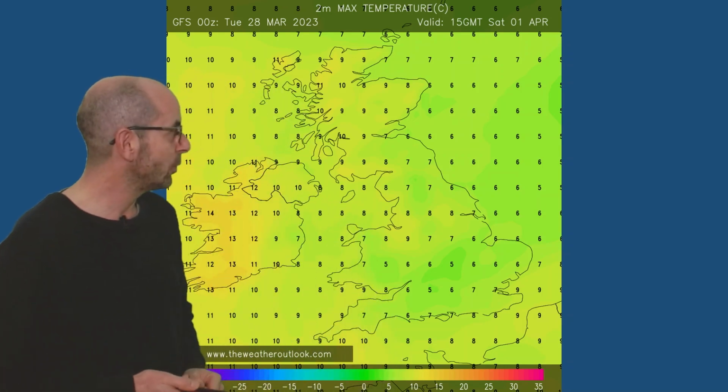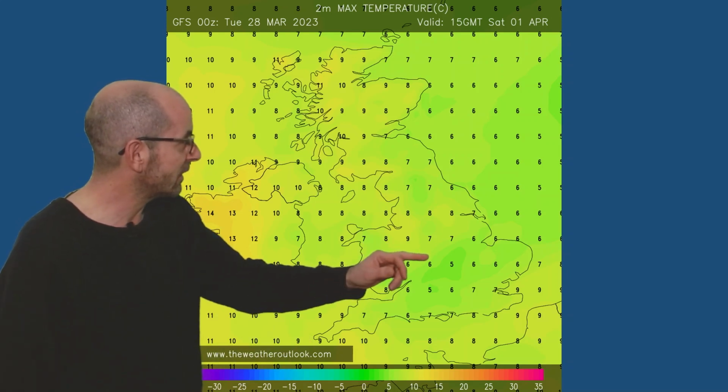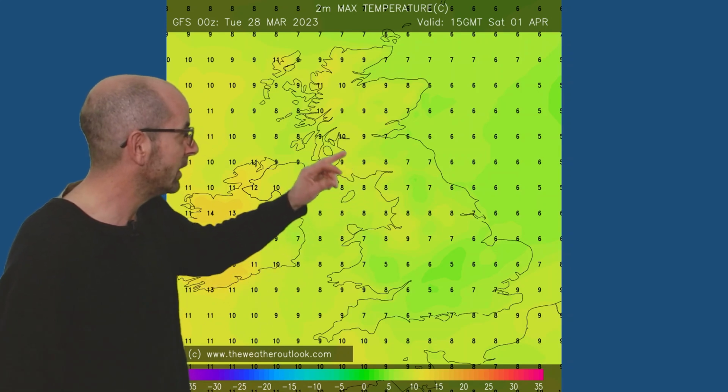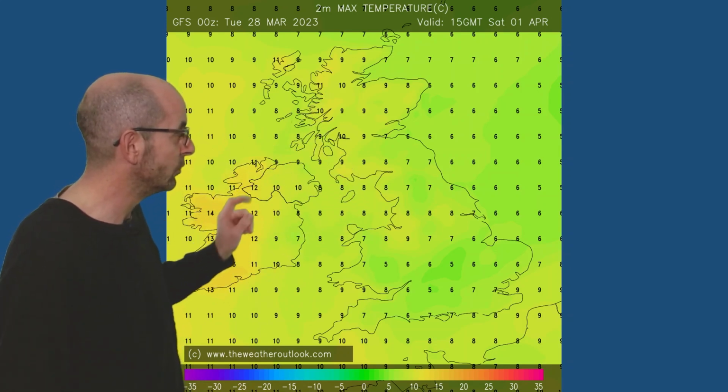Saturday afternoon, though, at this point, the maximums have taken quite a hit in southern and central regions. If this is right, it's a cold April Fool's Day. Maximums are around 5 or 6 in much of southern and central Britain. Milder as you head northwestwards, double figures there in parts of Scotland and Northern Ireland.